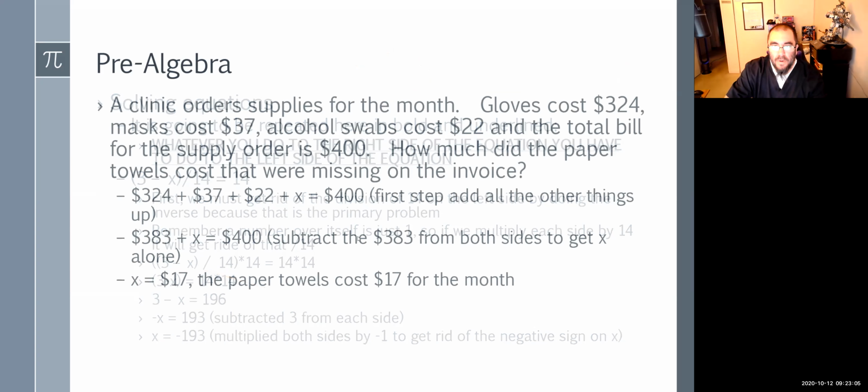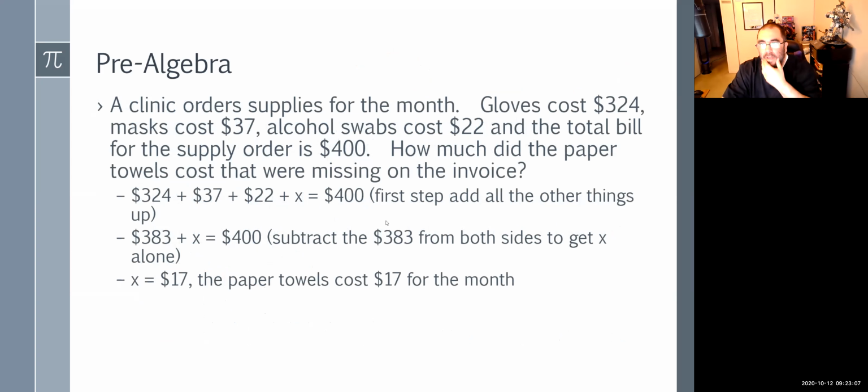So let's look at an example problem here. A clinic orders supplies for the month. The gloves cost $324. Masks cost $37. Alcohol swabs cost $22. The total supply order is $400. How much do the paper towels cost that we're missing on the invoice? This happens sometimes. It may happen on a bill that you have or something of that effect.